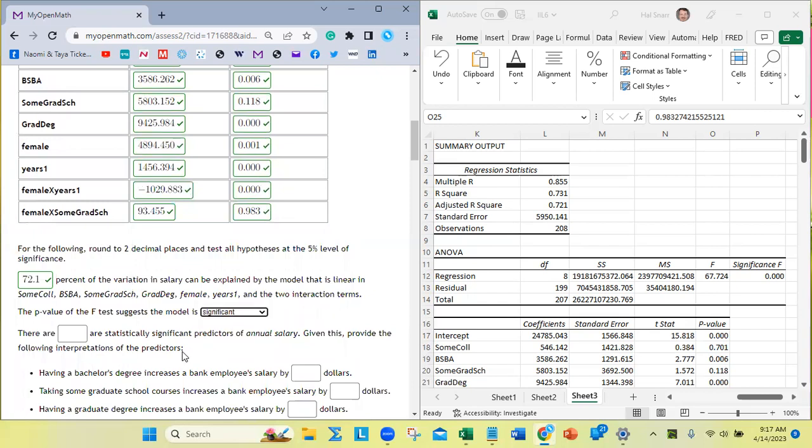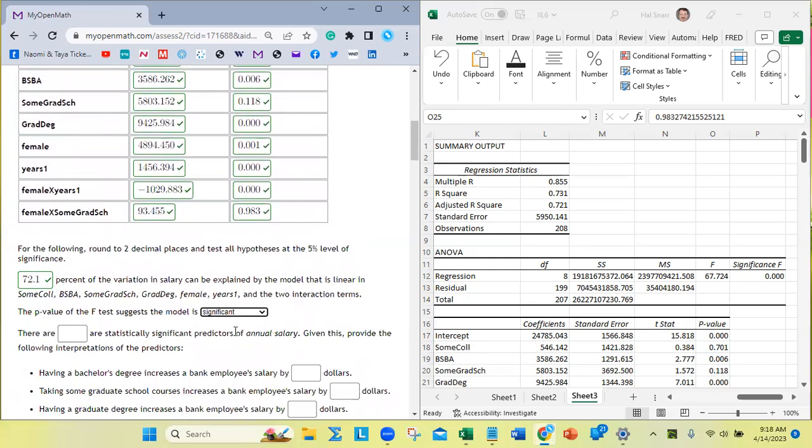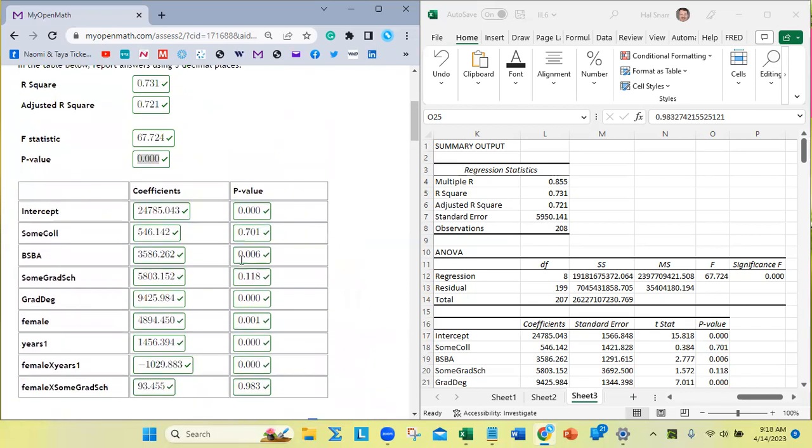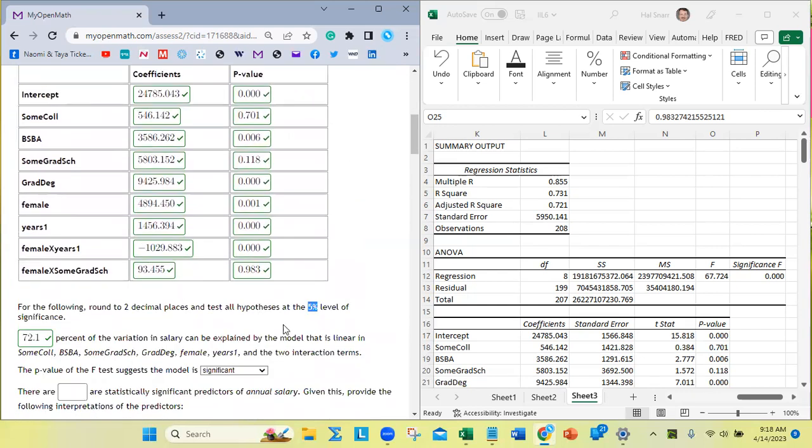The model's significant. If your p-value is bigger than 5% or 0.05, if your p-value is say 0.1, with your significance level being 0.05 or 5%, then you would say insignificant here.